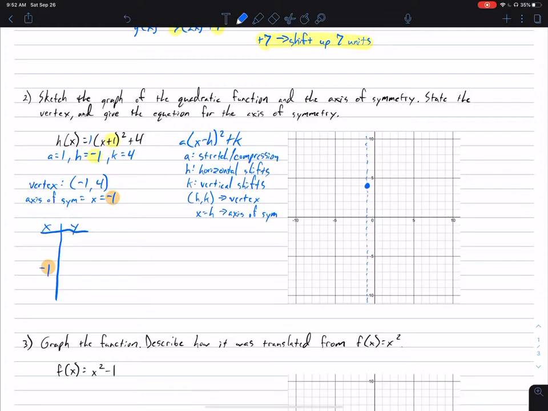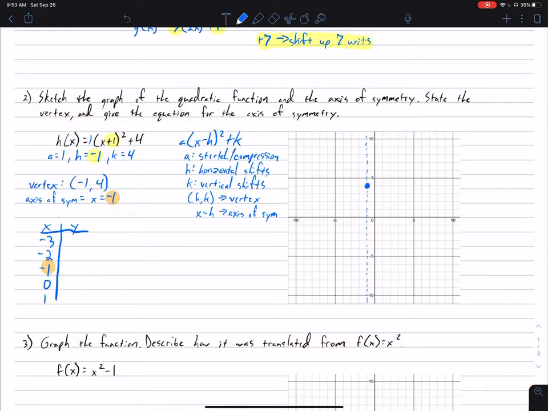So I'm going to use that -1, and I'm going to pick 2 numbers smaller than that and 2 numbers larger than that. In this case, I'm going down to -2, -3, and going up to 0 and 1. This will make sure that my vertex is right in the middle, and I have at least 2 points to the left of that and 2 points to the right.